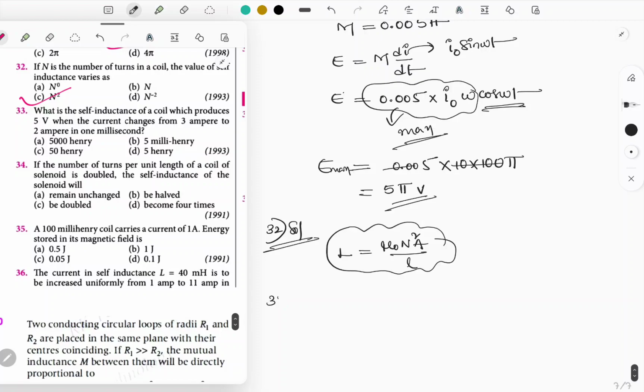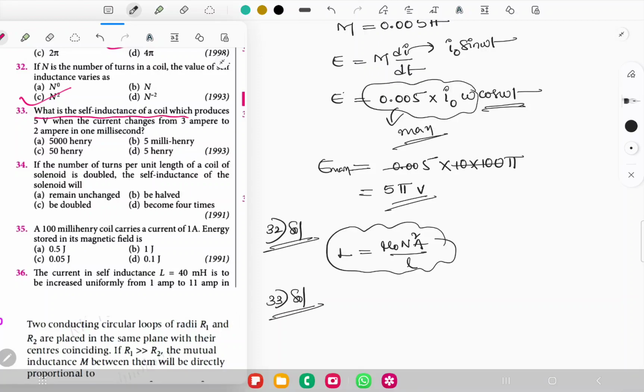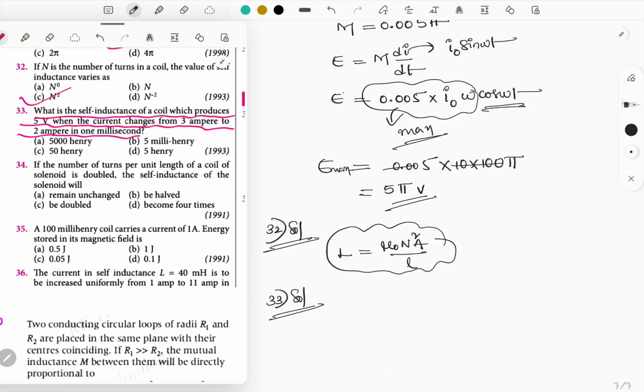Next, question number 33. Let's solve that. What is the self-inductance of a coil which produces 5 volts when current changes from 3 ampere to 2 amperes in 1 millisecond? Then E is equal to L into di by dt. The current is changing from 3 ampere to 2 amperes in 1 millisecond. That means L into I2 minus I1 by T.